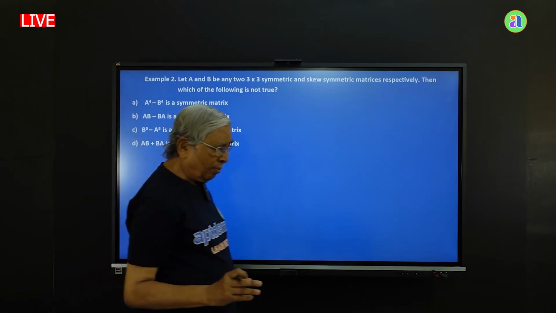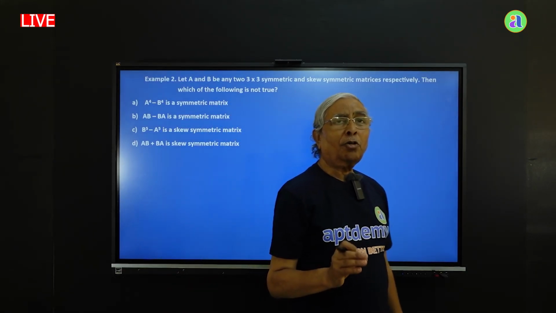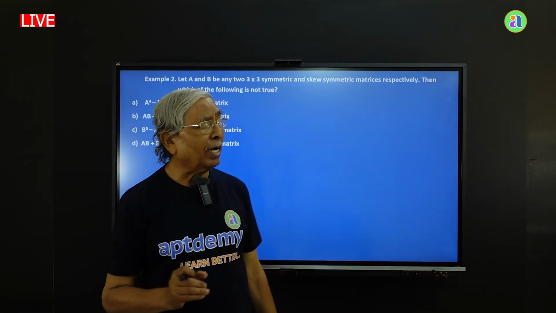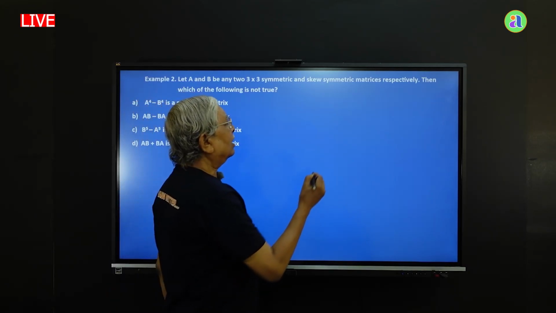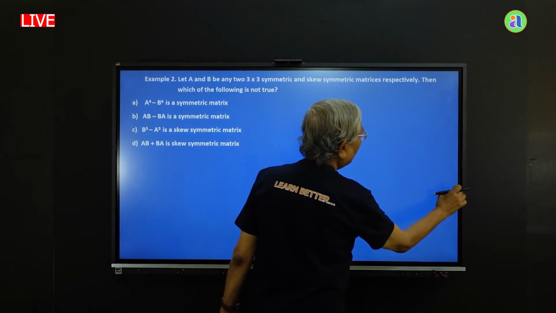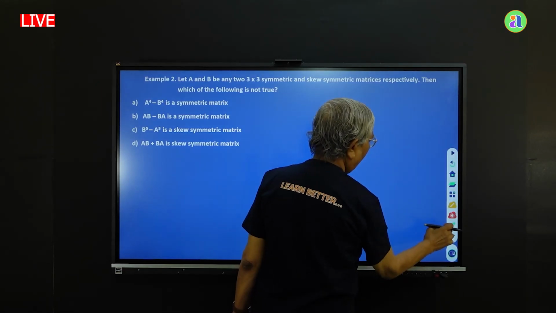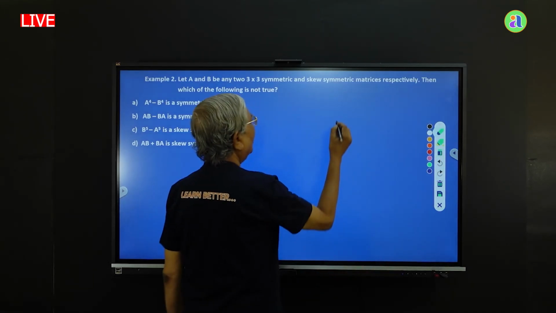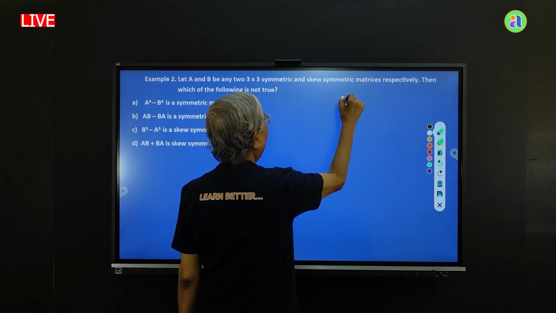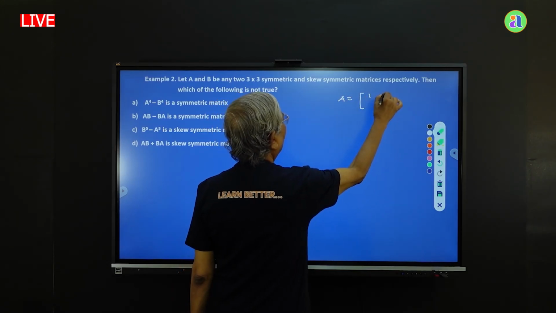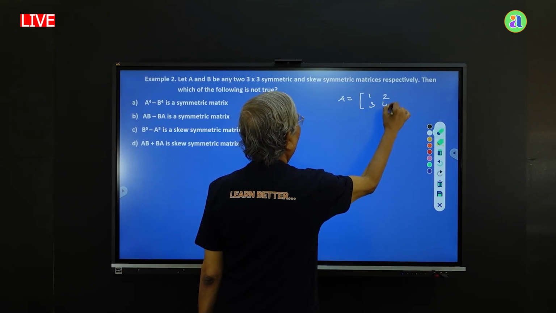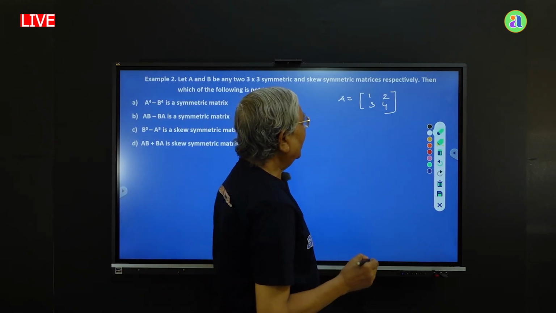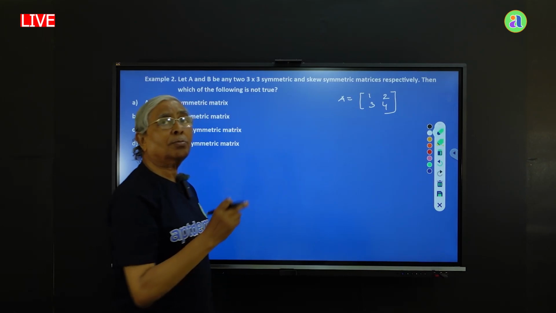So to explain this problem, first you have to note that what we mean by a symmetric matrix and skew symmetric matrix. First we define what we mean by the transpose of a matrix. Suppose we are given a matrix A is equal to say 1 2 3 4. What do you mean by the transpose of a matrix? The transpose of the matrix is given by rows are changed into columns and columns are changed into rows.